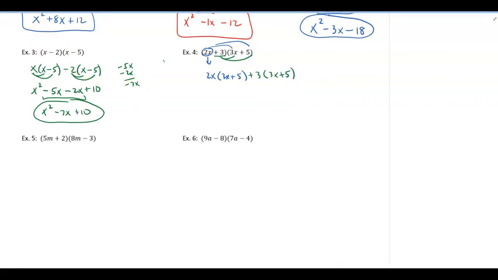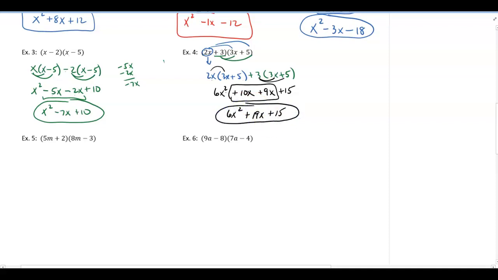So I'm going to go ahead and distribute now, and I'm going to get 2x times 3x is 6x to the second. Remember, 2 times 3 is 6. X times x is x to the second. Then 2x times 5 would give you 10x. 3 times 3x will give you 9x. 3 times 5 would give you plus 15. When I combine like terms in the middle here, that would give me 6x to the second plus 19x plus 15.